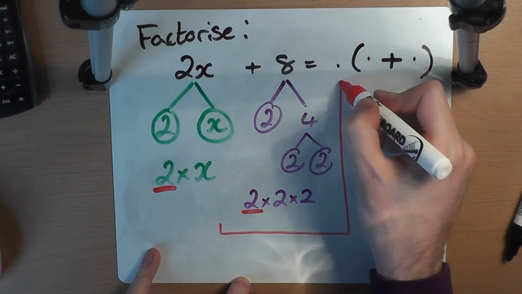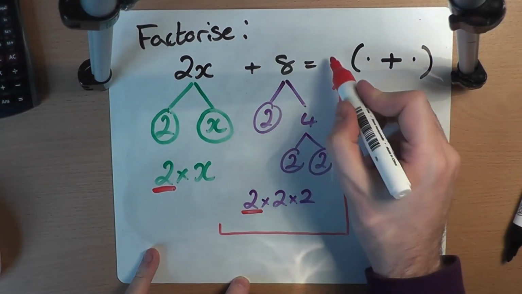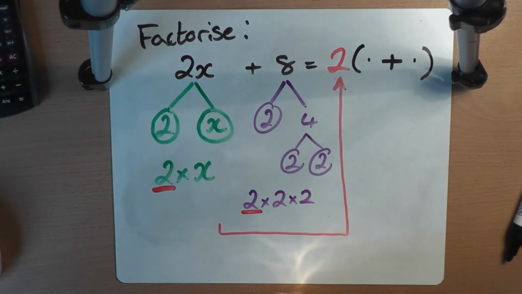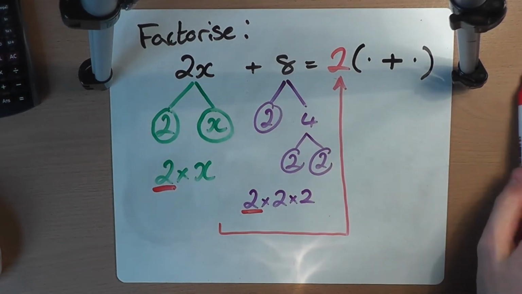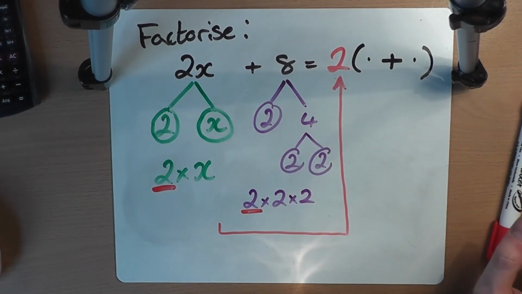So that is going to go on the outside of the brackets. Just once. Notice I'm not doing 2 times 2, because there isn't a 2 times 2 in both lists. There is just a single 2 that turns up in both lists. 2 is common to both lists, so 2 goes on the outside of the brackets.